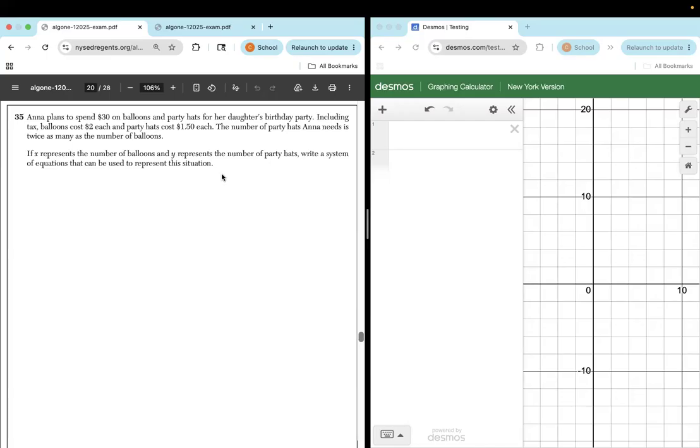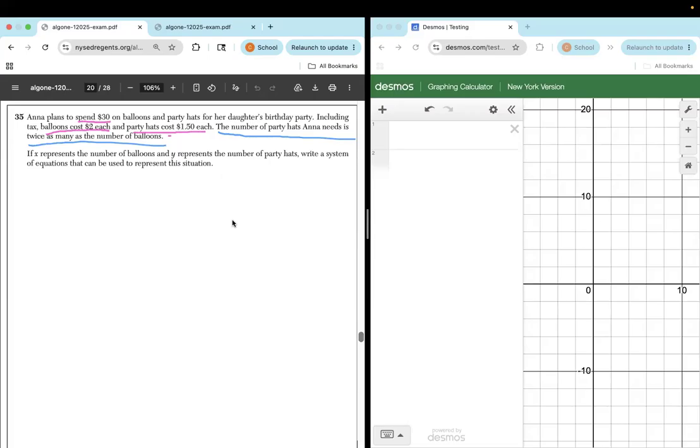This is kind of like the coin problem in that we have two pieces of information. One is about the money. So we know she has to spend $30, and we know the cost of each item. So one equation's about the money. The other equation is going to be about the number of things: the number of party hats Anna needs is twice as many as the number of balloons. So I can see the two kinds of info I have. Each one of those I can write an equation from.